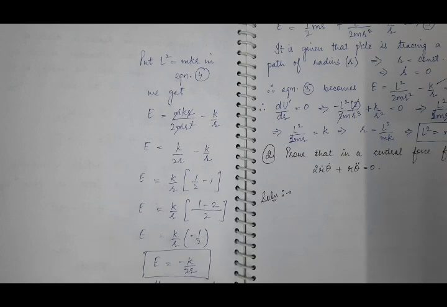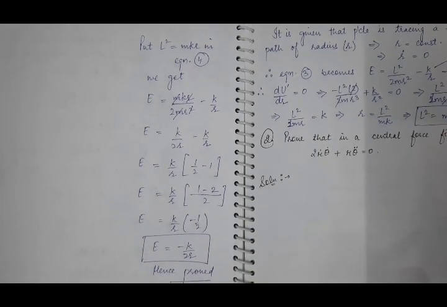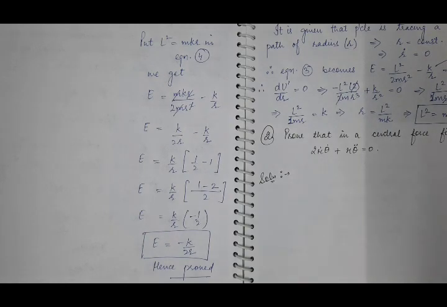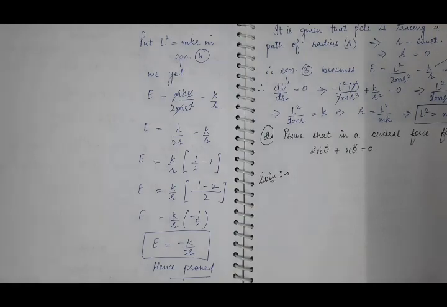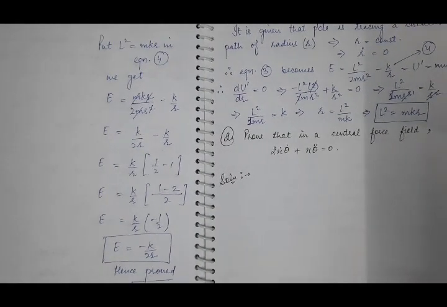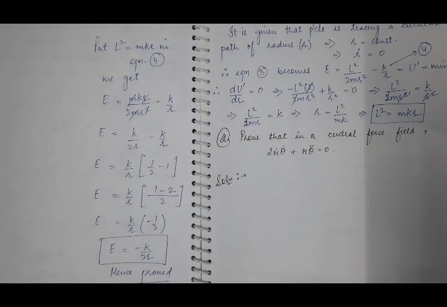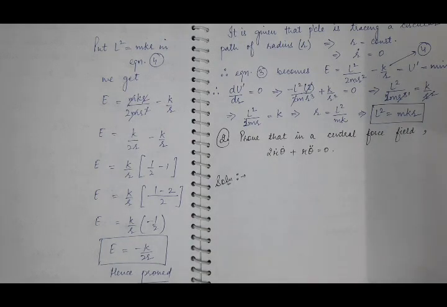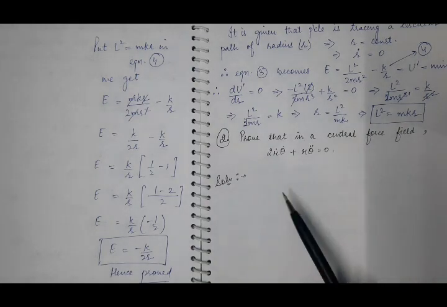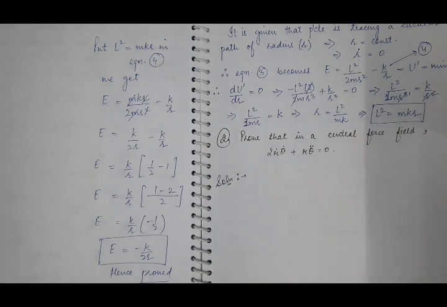So the total energy of the particle which is moving in a circular path under the effect of inverse square force minus k by r square is equal to minus k by 2r. So now moving on to the next numerical. In this numerical we have to prove that for a particle which is moving in a central force field, this equation is equal to 0.